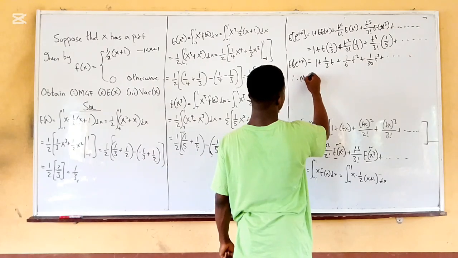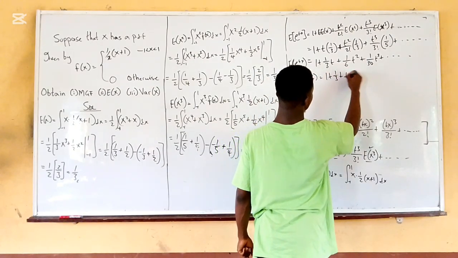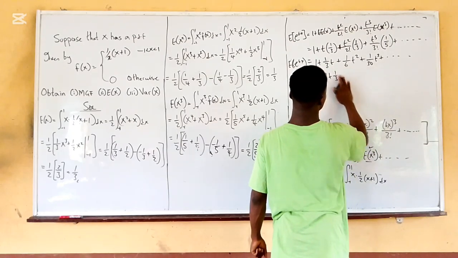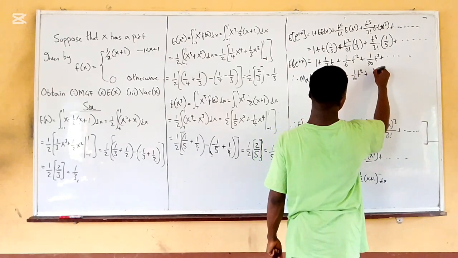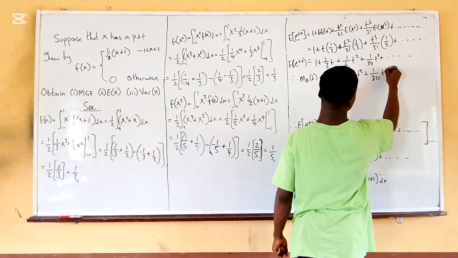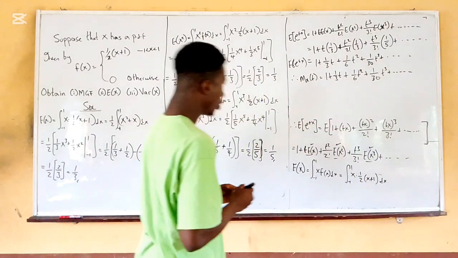Therefore, M_X(t) is 1 plus 1 over 3t plus 1 over 3t plus 1 over 6t squared plus 1 over 30t raised to power 3 plus so on. This is my MGF.